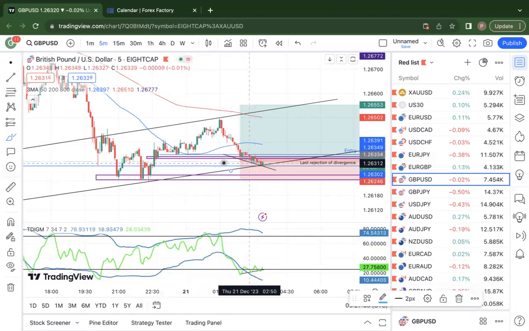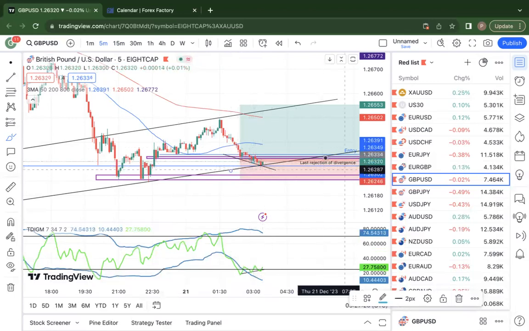Once it touched there and rejected, I knew it was forming divergence. Now, once it respected previous resistance, or support turned resistance, it was either going to completely continue to drop and hit our stop loss, or it was going to form that triple bottom. As you can see, it formed the triple bottom and it is now reacting.